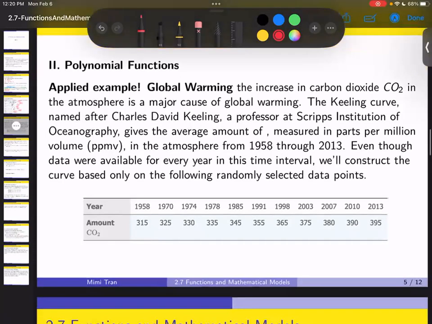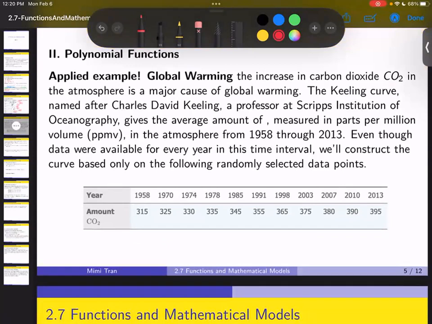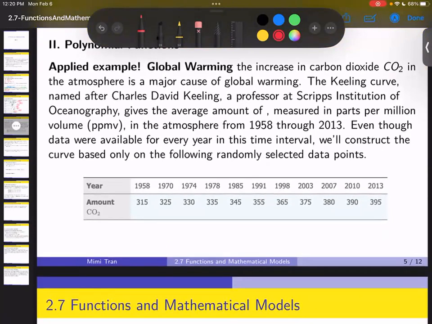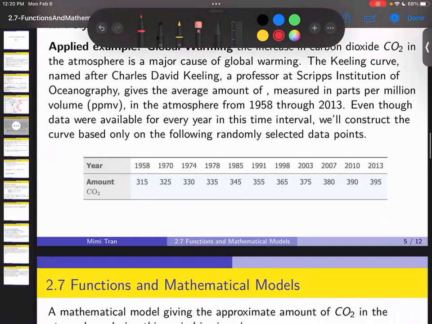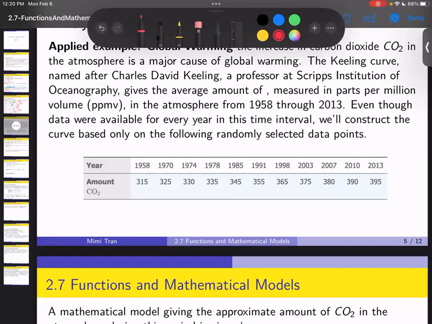The Keeling curve, named after Charles David Keeling, a professor at Scripps Institution of Oceanography, gives the average amount of CO2, measured in parts per million, I call that ppm, ppmv, in the atmosphere from 1958 through 2013. Even though data was available for every year in this time interval, we'll construct the curve based only on the following randomly selected data points. They have more data, but we're just going to look at these data points. So that's your data.